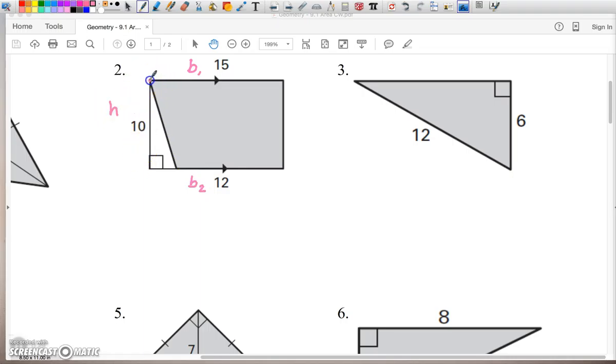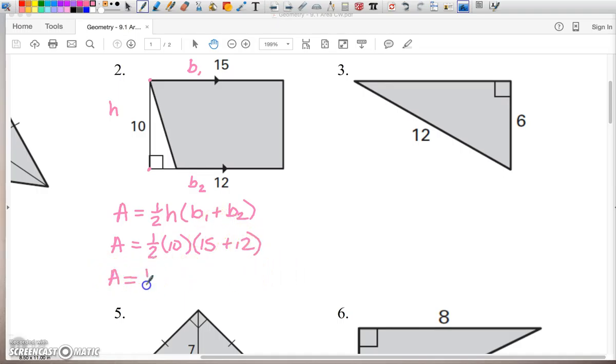And the reason is because it connects one base to the other base at a perpendicular intersection. And so it doesn't matter that it's on the outside, because even if you threw it in here, it would still be a distance of 10 between the two bases. So your area is 1/2 the height times base 1 plus base 2, which gives you 1/2 times 10, and add your bases 15 and 12. And you can type that entire thing in the calculator. You don't have to do any of it by hand, and you will get that your area is 135.